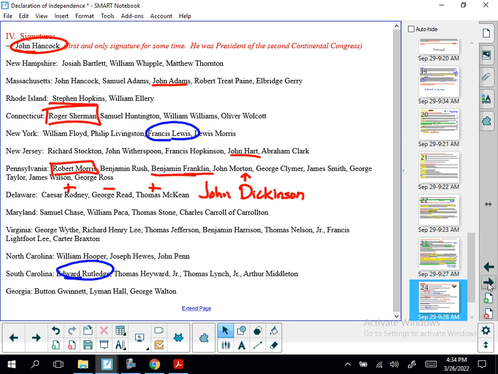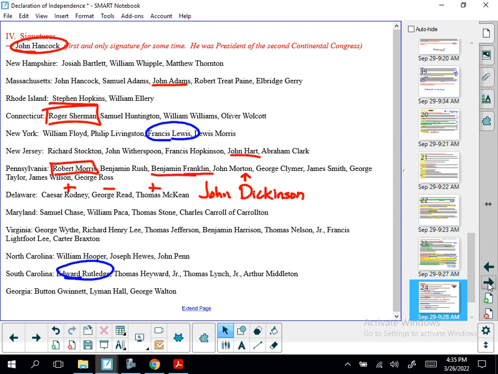But 5 of these signers were actually captured by the British as traitors, and they were tortured and killed. 12 of them lost their homes and had them burned to the ground. Many of them had lost their sons. 9 of the 56 actually fought and died from their wounds of the Revolutionary War. They signed this document and they went out and fought and they died. I want to point out a couple of people here.